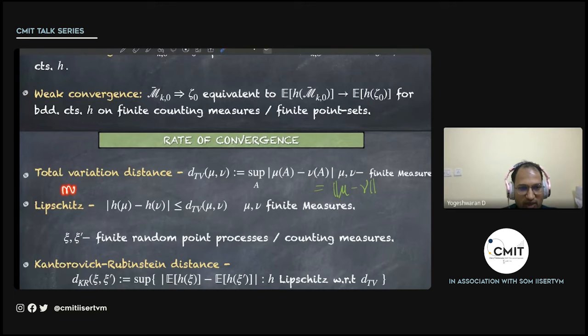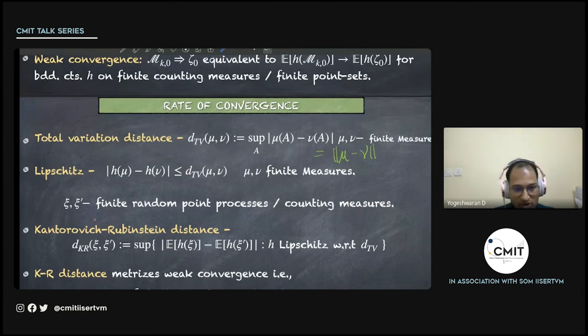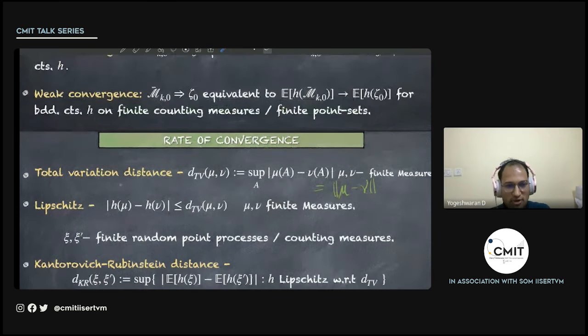This is my metric on finite point sets. Suppose you give me two random point sets, point process meaning point sets. Then the distance between those two random ones can be measured exactly like I said before, by comparing expectation on functionals, but instead I choose Lipschitz functions with respect to the total variation.